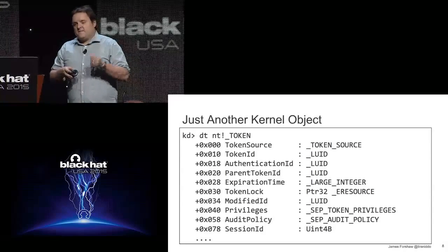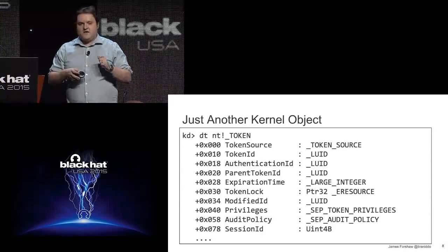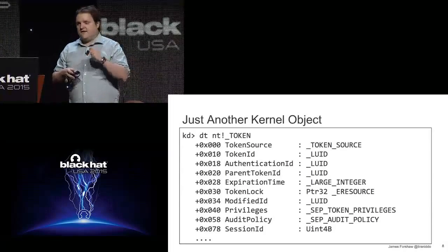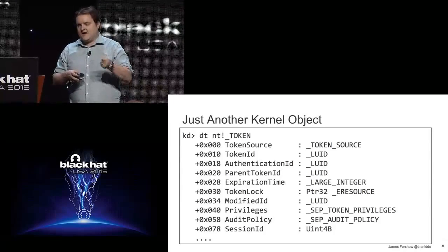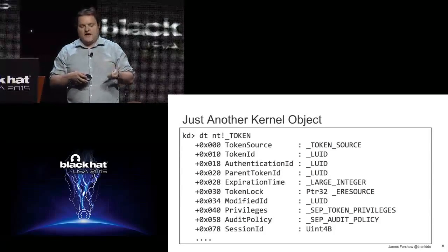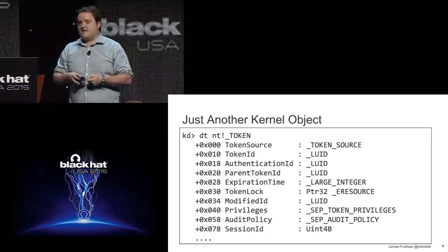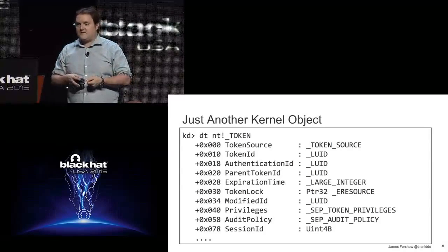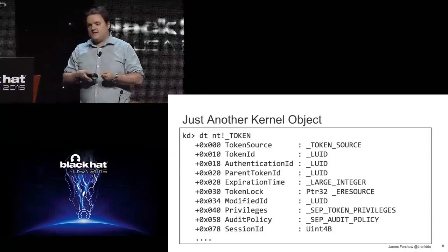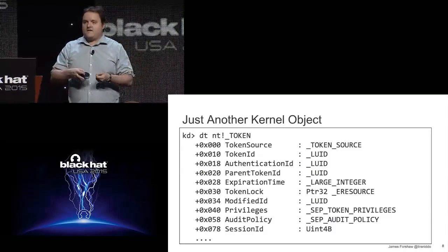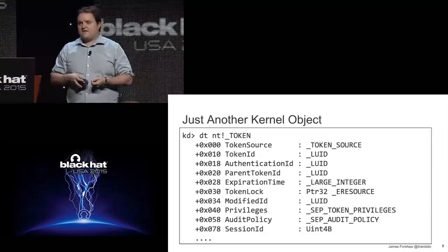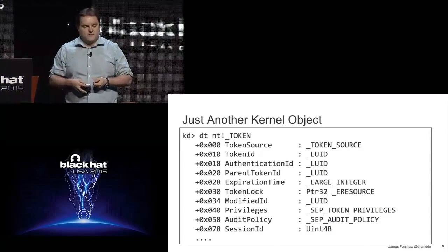But fundamentally, your access token is just another kernel object. It's just another allocated structure in kernel memory, which has some values in it. And obviously it has a similar association with all other types of kernel objects, including that it can actually be securable. It can have its own security descriptor and access control list, which defines who can access that token information.